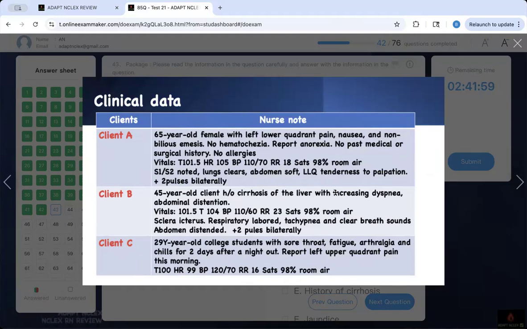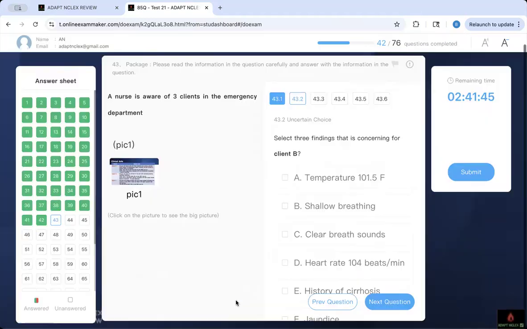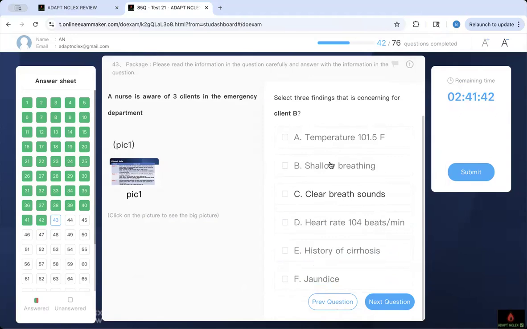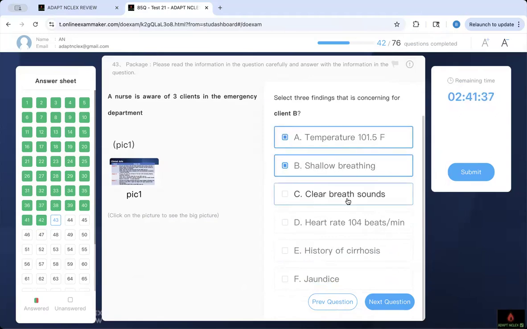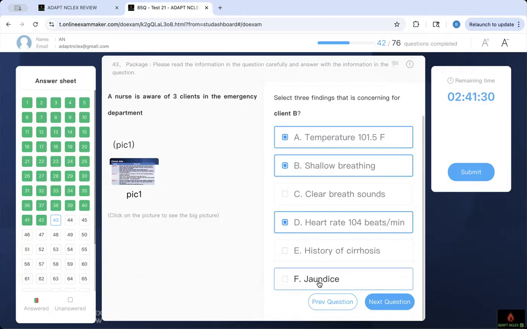What do I look at in B? Increasing dyspnea, abdominal distension, temperature is high, right? Saturation 98, it's okay. He has labored respirations, tachypnea, and a distended abdomen. So what is the problem? I don't like his fever. He has shallow breathing, clear breath sounds are fine. His heart rate is 104, tachycardia. I don't like it. His jaundice is normal because he has liver failure. He has a history of cirrhosis, and I'm not going to change anything. Therefore, it's not concerning.